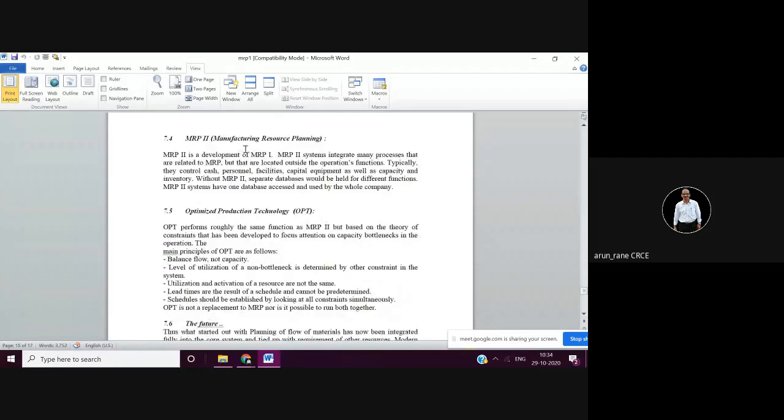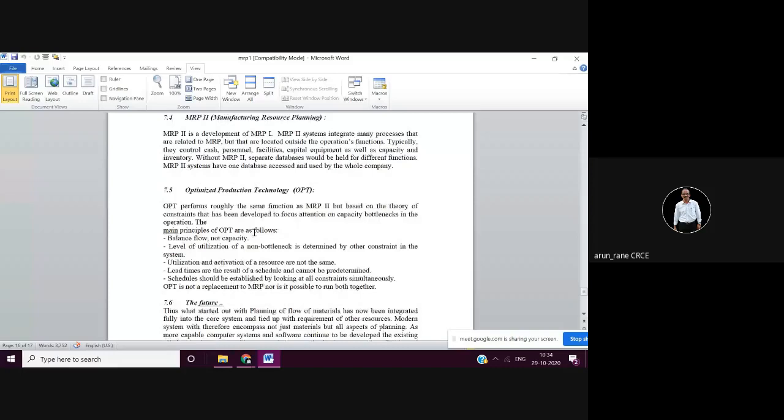So by default, MRP 1 is nothing but material requirement planning, and MRP 2 is manufacturing resource planning. And when you say only MRP, it is nothing but MRP 1, that is material requirement planning. That you should remember.